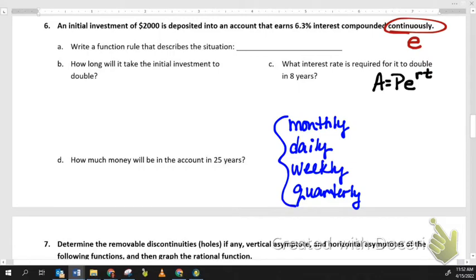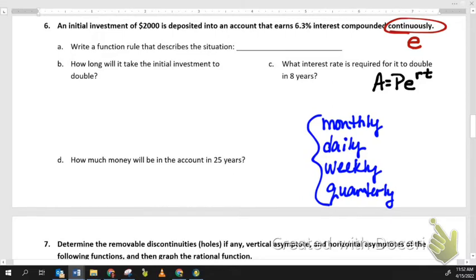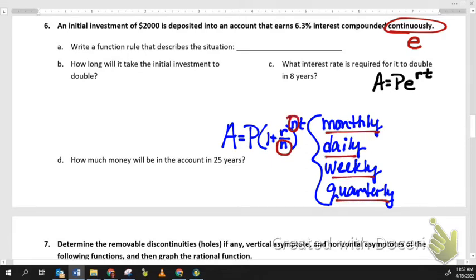What would we use then instead of the formula with e? The one that has which letter? I thought I heard somebody say it. It needs to have an r in it. A equals P, r over, not t, but over n, to the power of nt. And in this case, the n goes with each of these words.